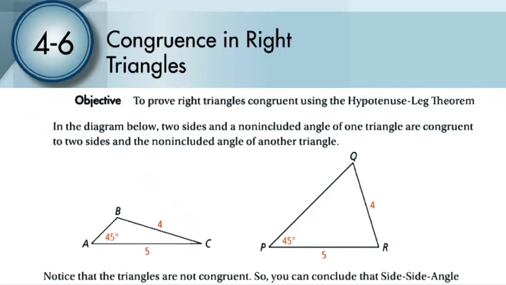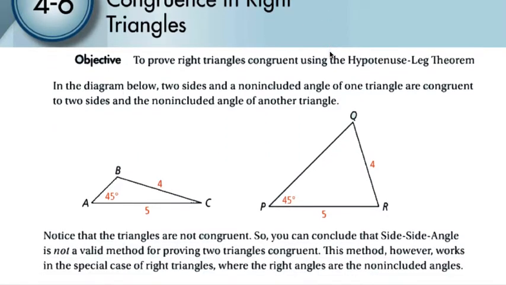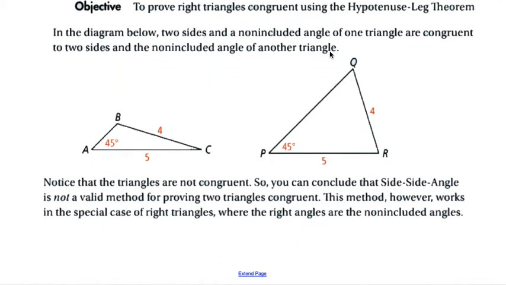All right, welcome back. We are going to talk about another theorem today that will help us prove that right triangles are congruent. And that theorem is called the Hypotenuse Leg Theorem. Here we have a diagram that shows us two sides in a triangle are congruent and a not included angle.